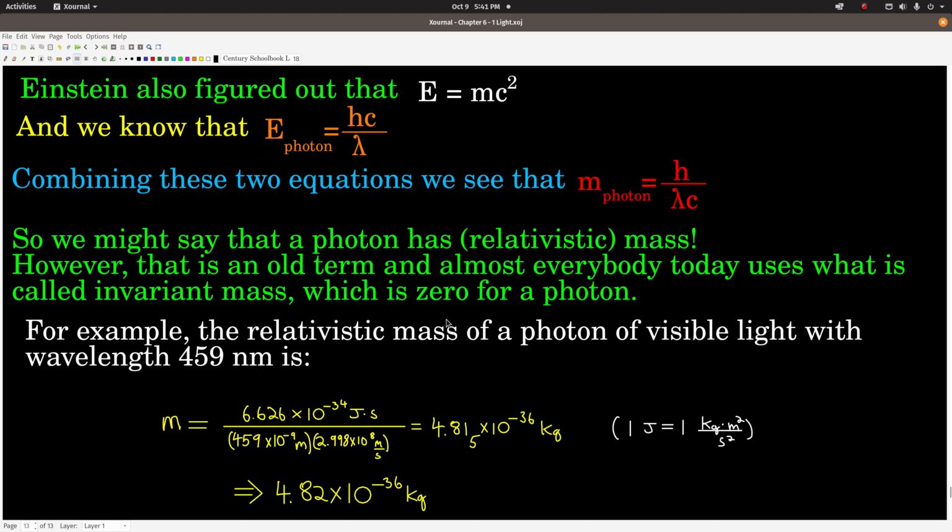Let's say the light has a wavelength of 450 nanometers. Plug it into this equation right up here, and we get 4.82 times 10 to the minus 36 kilograms, which is really, really small. And that's not even really the real mass. That's just relativistic mass. Check out the units here, okay? It's very useful. And to see how the units work out to kilograms, you'll need to remember that joules is really kilograms meters squared per second squared. That's all there is to that, guys.